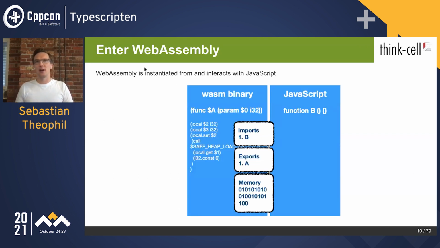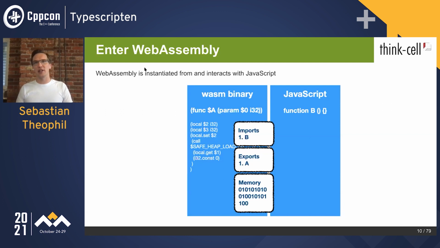WebAssembly modules are instantiated from and can interact with the JavaScript environment if they need that. So here on the left, we have a WebAssembly binary. It has a function A. And on the right, we have the JavaScript world in the browser, which has a function B. And now the WebAssembly module can declare that it wants to import that function B, and it wants to export the function A. So now the WebAssembly binary and the JavaScript environment can call each other.